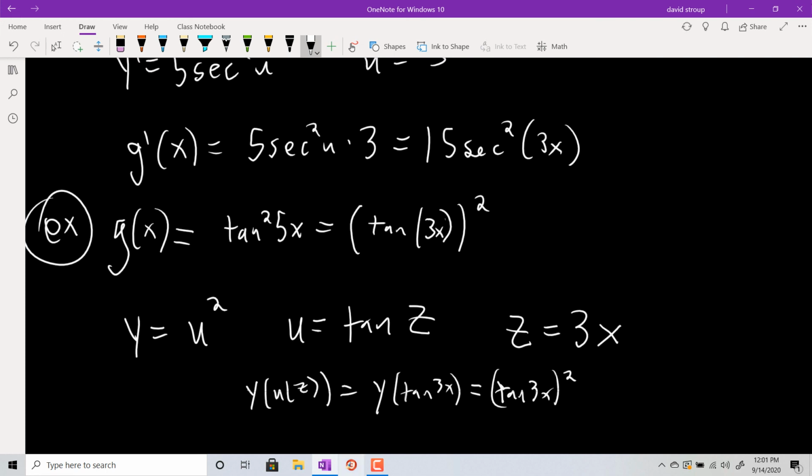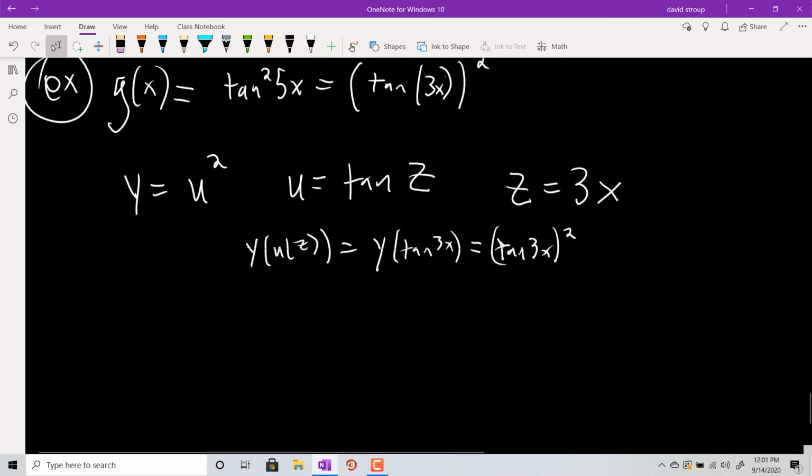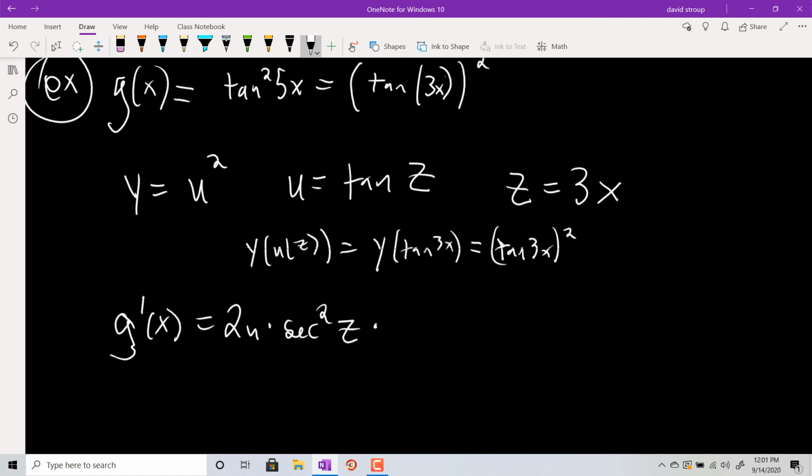Okay. So let's go ahead and figure out what we got then. If you take the derivatives, g prime of x, the actual derivative is the derivative of u, which is 2u to the first power, times the derivative of the u expression, which is secant squared of z, times the derivative of the z expression, which is 3.